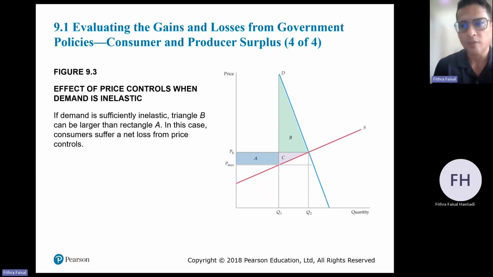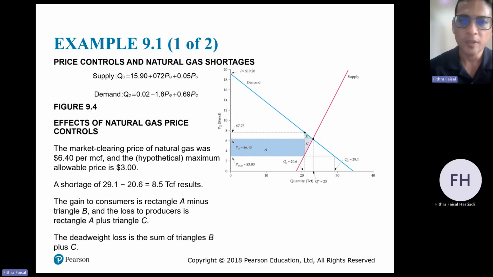So if you have this kind of inelasticity, which also happened in 2022 in the case of cooking oil, we had a net negative effect. So the negative effect of the price control is actually quite big, and it was giving some kind of economic burden at that time. Okay, we skip this.